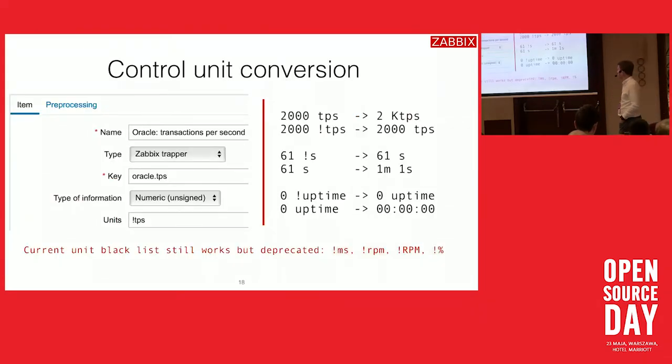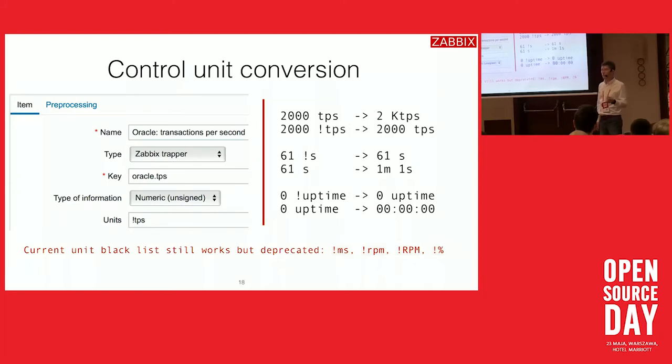This is quite a small improvement in Zabbix. It's about how Zabbix works with units. So when we define a metric in Zabbix, or item, you may specify a unit like bytes or bits or transactions per second or something like that, yeah? And by default, Zabbix would add some prefixes like kilo or mega or giga.